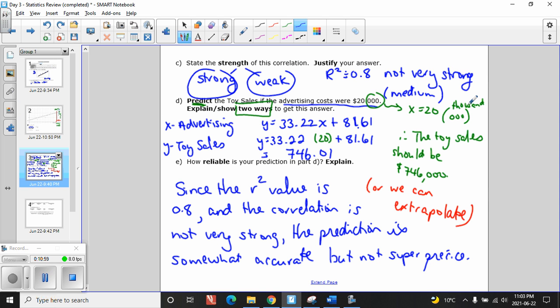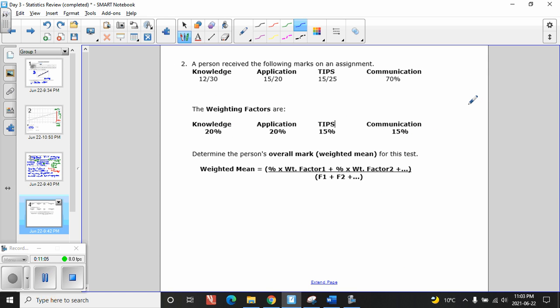All right, so next up is question 2. So it's a totally fresh start, different scenario. And in question 2, we're looking at some of these test marks, or sorry, assignment marks. Broken down by category, so knowledge, application, thinking, inquiry, and problem solving is what TIPS stands for, and communication. And this is their set of marks. 12 out of 30 for knowledge, 15 out of 20 for application, 15 out of 25 for thinking, and 70% for communication. It would be helpful if those were all in the same type of unit. So these ones are fractions, this one's a percent.